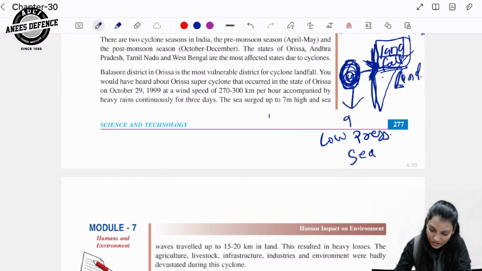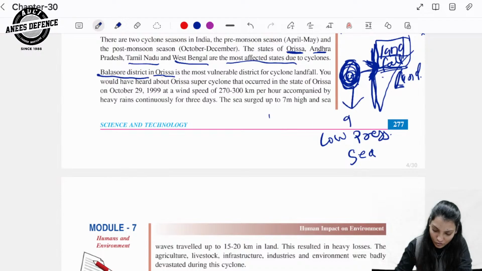So you can see landfall in Odisha, toward the coast of Odisha, Andhra Pradesh, Tamil Nadu, West Bengal. So we can consider these many states as the most affected states due to cyclone. If we talk about a specific district, then Balasore is the district in Odisha which is most vulnerable to cyclone landfall.